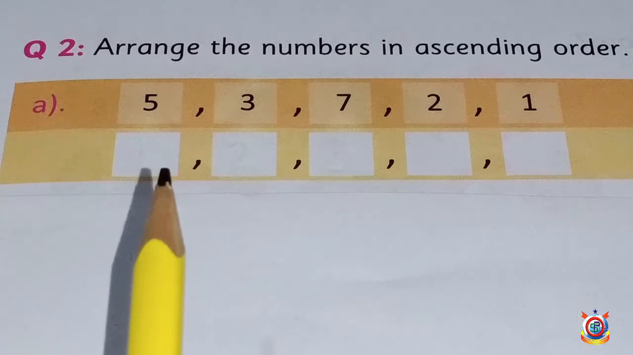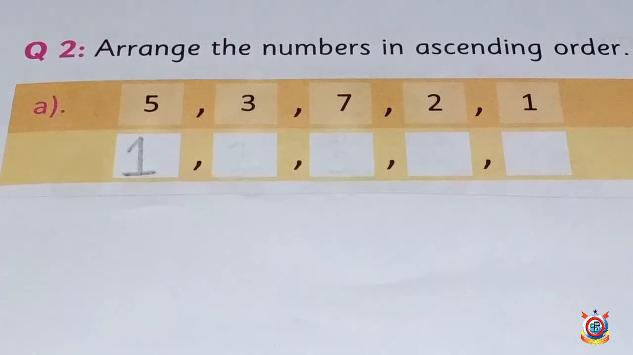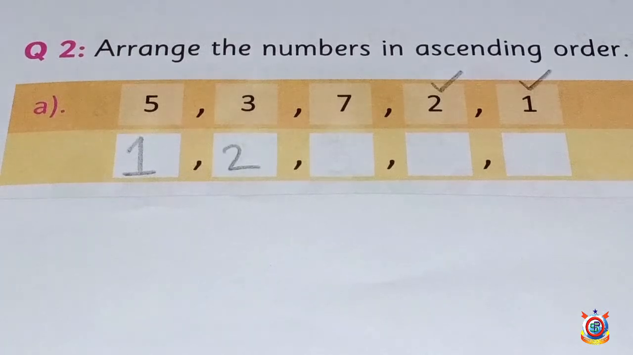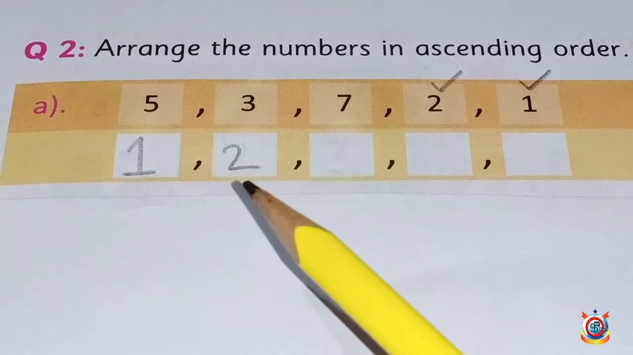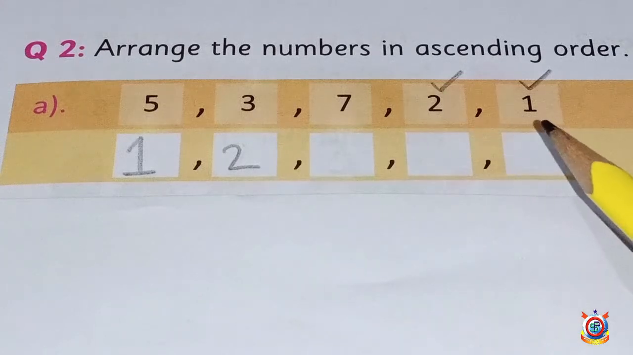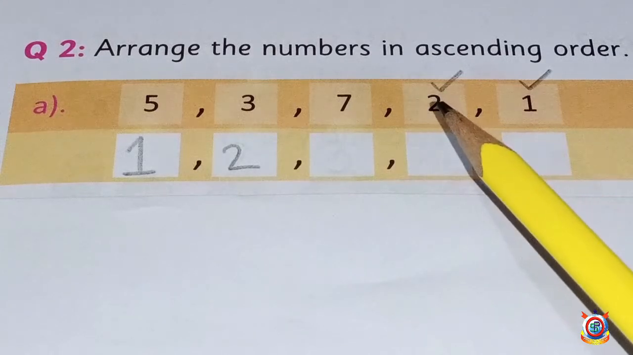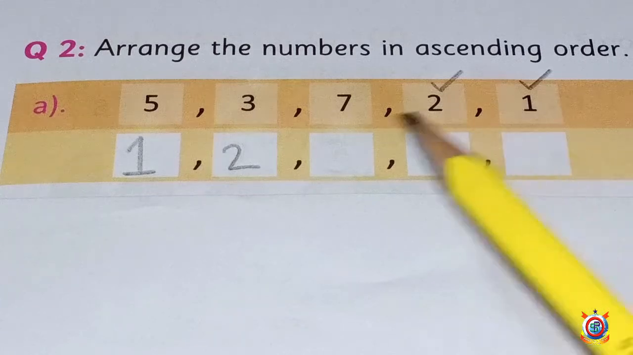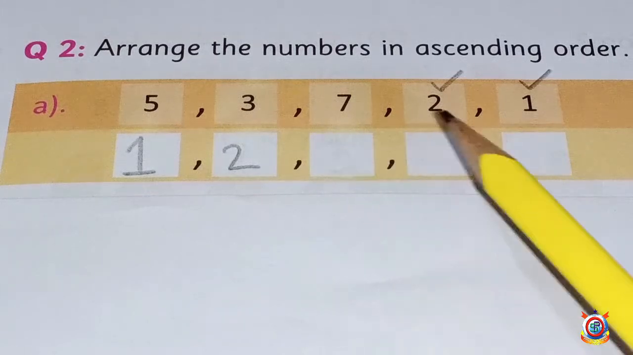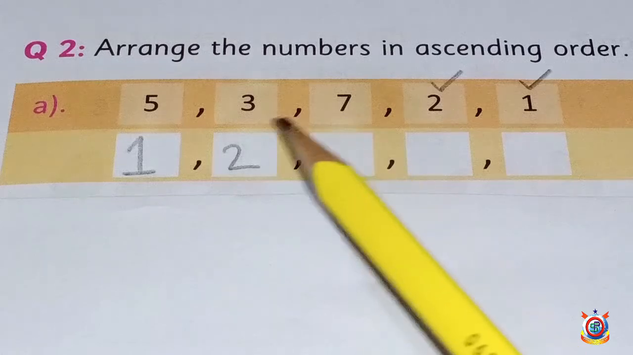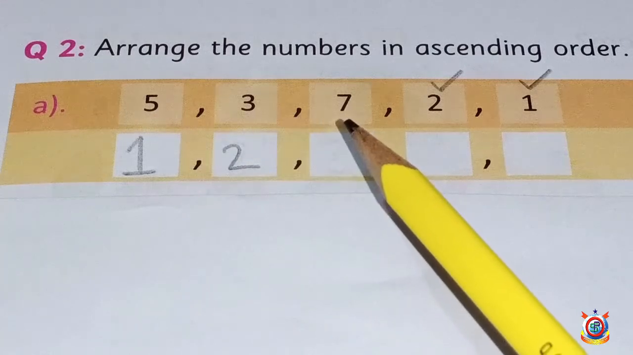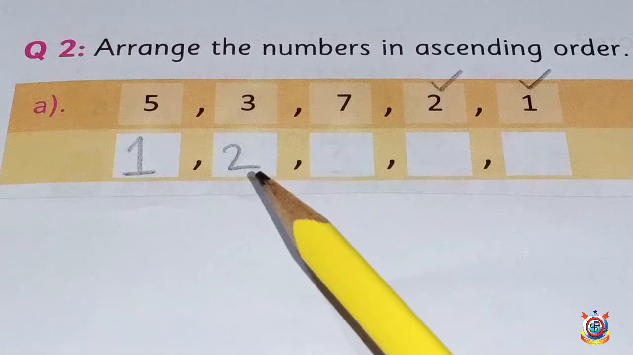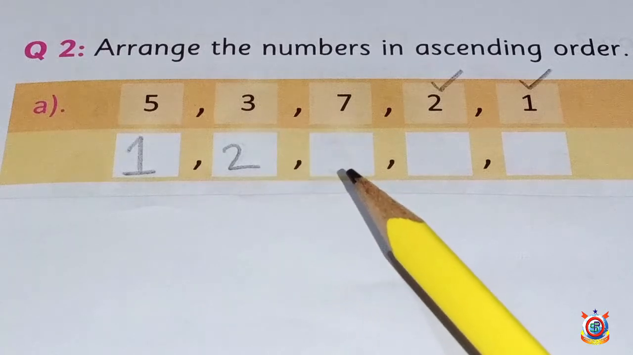What will we write here? 1. Very good, students. And after 1, what will come? 2. Very good. You can see we have just written 2 here. And students, you will also put a tick here, so you will know that I have already written the number below. These 2 numbers we have written and these 3 are left: 5, 3 and 7. Which number will come after 2? Very good. 3 will come here.